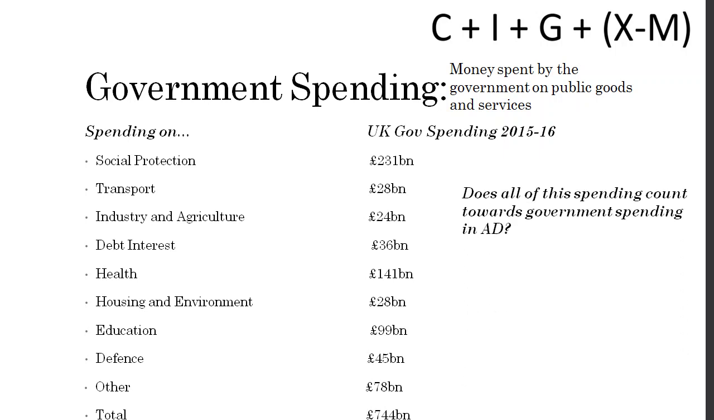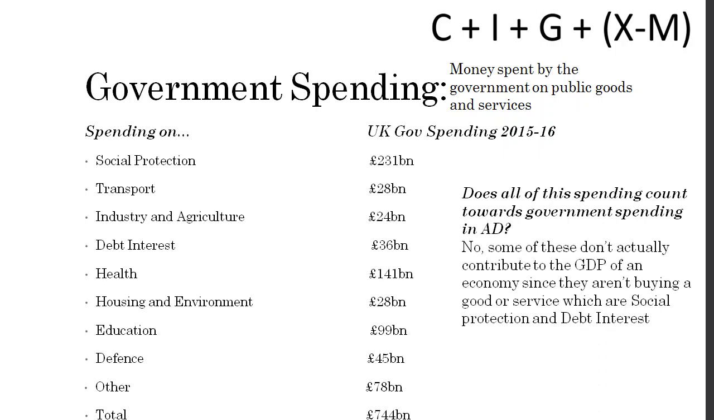You may be asking if all of these things contribute to aggregate demand. The answer is no. Some of these things don't actually contribute to the GDP of an economy, since the government isn't actually buying a good or service. This includes social protection and debt interest. Therefore, these do not contribute to aggregate demand.